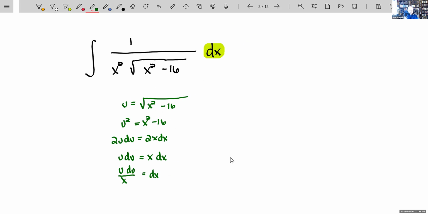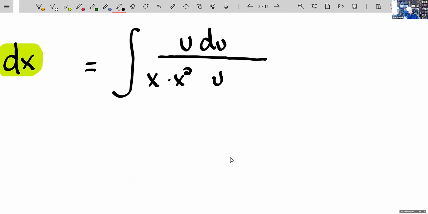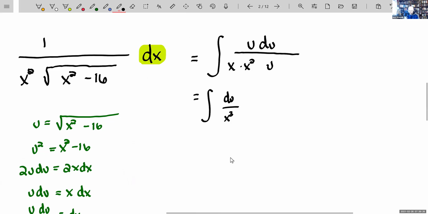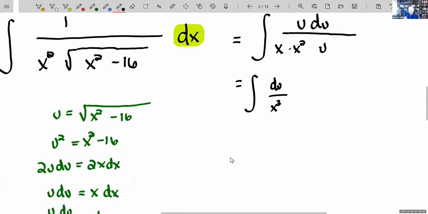But when you do this substitution, so let's go ahead and see what happens. The dx will be traded out for a u du over x. However, that denominator still has an x squared, and it has the square root of x squared minus 16, which we call u. Which, when you look at this, you think, well, that's not too terrible, because the u's will cancel, and we have a du over x cubed. And remember, you can't work with this because it's a mixture of variables, but maybe there's a relationship between x and u, and there is.